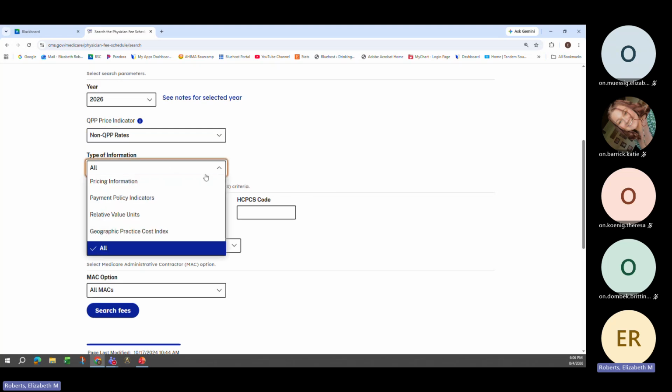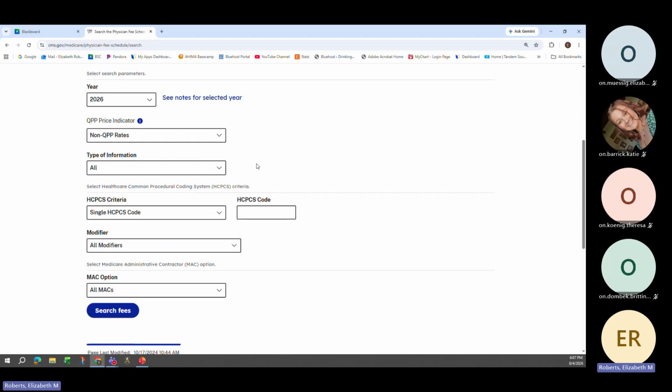Type of information. So you can have pricing information, relative value units. GPCI is going to be that geographic practice cost index. It's going to differ based off of where you are in your locality. If you're in New York, they're going to pay you different than if you're in Colorado. Okay, 99213. Let's just call it 99213.